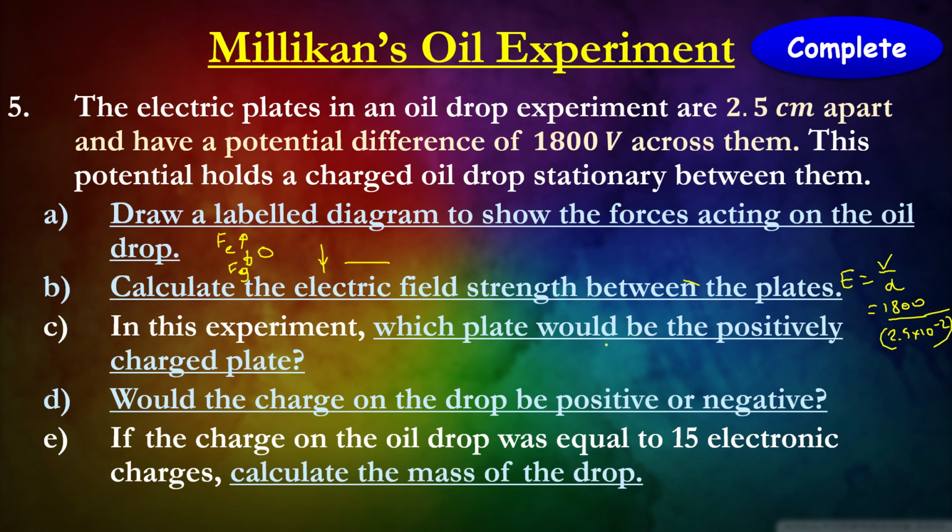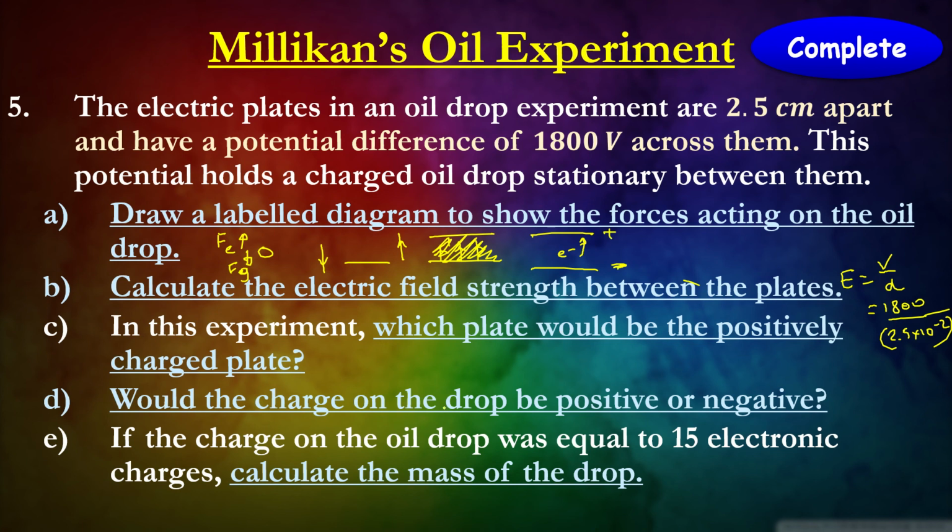In this experiment, which plate would be the positively charged? So our force is pulling the droplet up, which also implies that our electric field is going upwards. Actually, an easier way of figuring it out: the force is going upwards. Almost tricked myself there. So that means the electron is going up. Now, in electric fields, opposite charges attract. So if the electron is going up, that means the top plate is positive, bottom plate is negative.